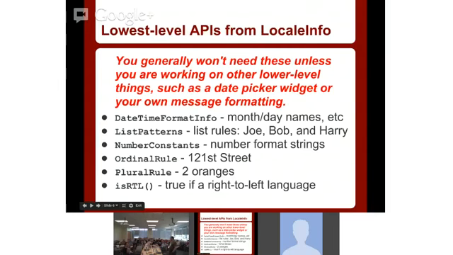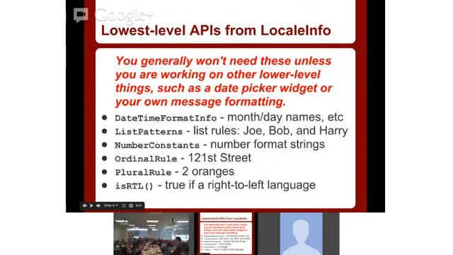Number constants have things like how do you represent infinity, NaN, what's the decimal separator, the grouping separator, things like that. Ordinal rules: ordinal is if you're counting things. So like this example would be 121st Street: if your number is 121, you want to show it with ST. If it's 122, you want to show 122nd Street, things like that. So all those rules vary by locale, and you don't want to have to embed that code into your app of which locale gets which rules. You can get the ordinal rule and not have to worry about it.